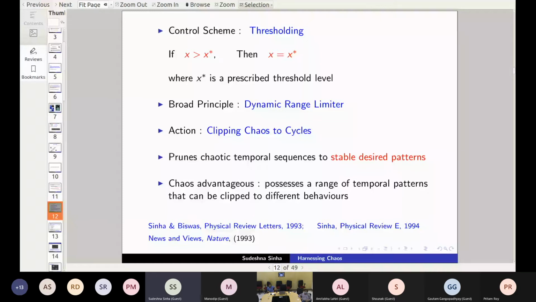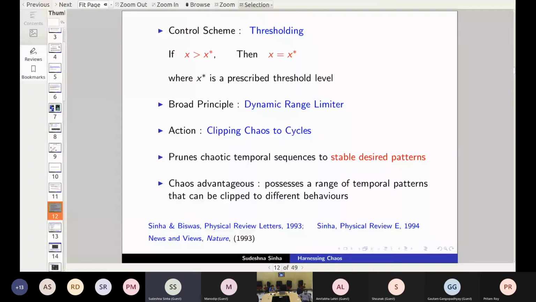What it does is it takes the chaotic dynamics and clips it or cuts it and pastes it into exact cycles. So these sequences, which were all complicated, it takes bits and pieces of it, cuts it, pastes it, and makes desired patterns out of it. And each of these patterns is now stable. In fact, we can prove that they're super stable. That part you needn't worry about now.